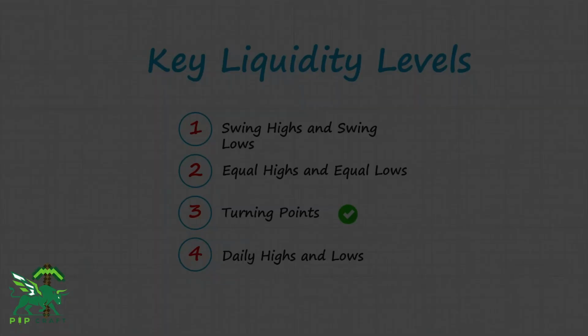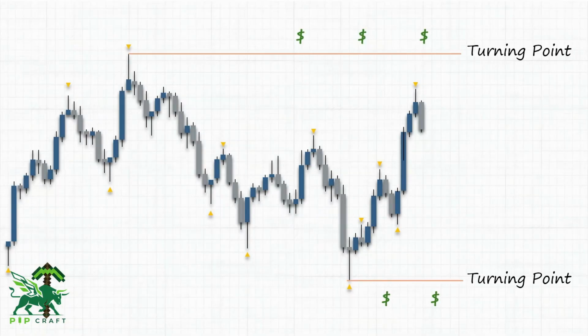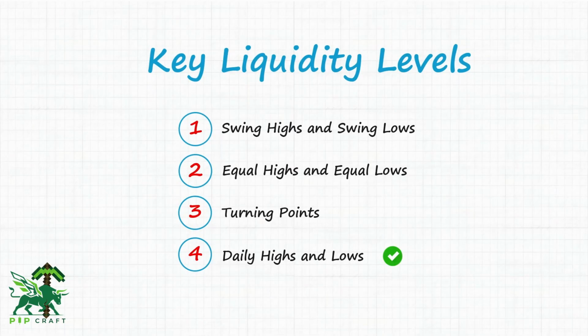Number 3, turning points. Turning points are prices on the chart where the market changed direction after moving in a long-term trend. Traders often see these levels as overbought or oversold, so when the price comes back to them, there's usually a strong reaction. A lot of liquidity builds up there because both retail and big traders are watching these spots.